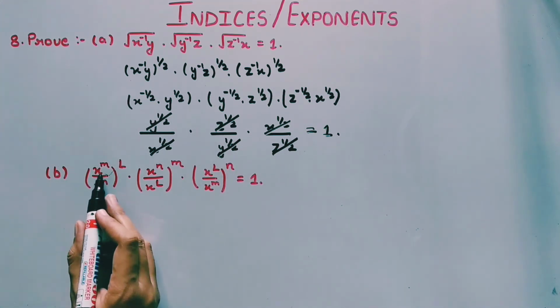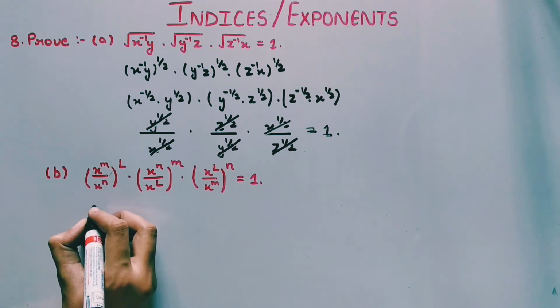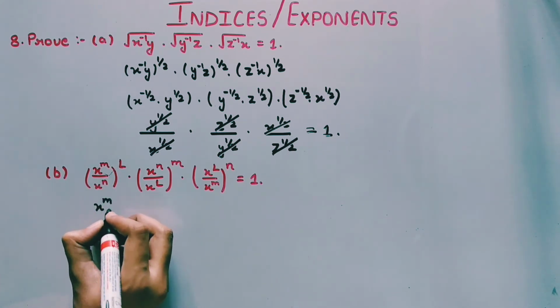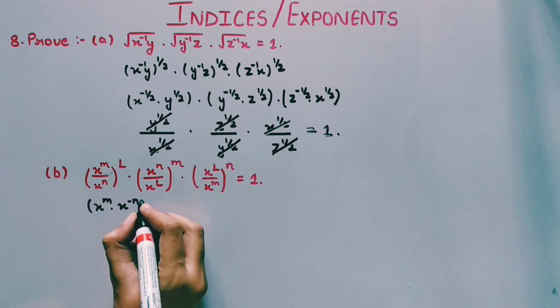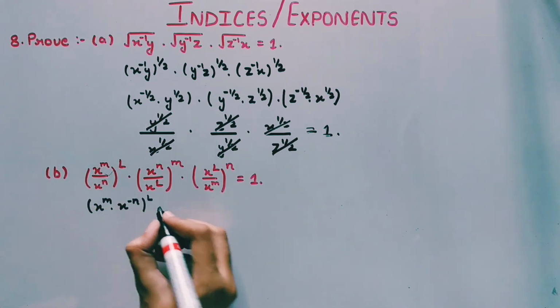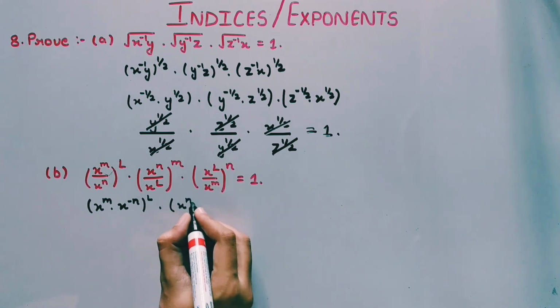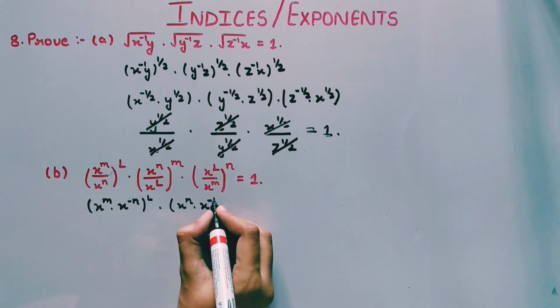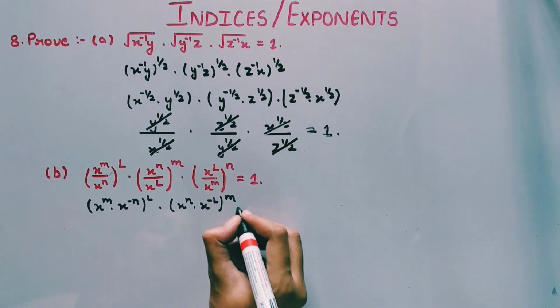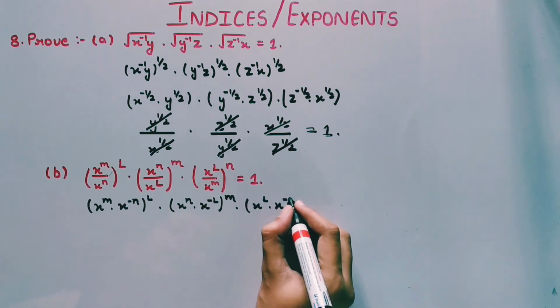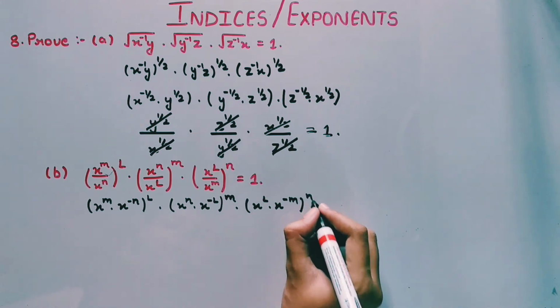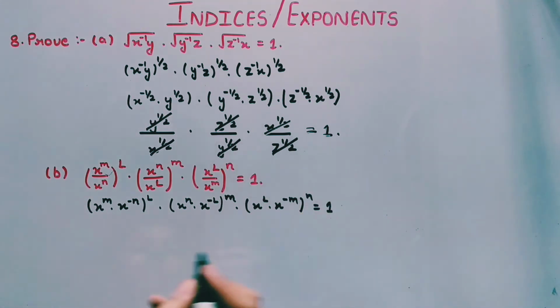First of all, we will write these terms in the multiplication form. x raised to power m into x raised to power minus n, because we are writing this in multiplication. x raised to power n, x raised to power minus l whole power m, x raised to power l, x raised to power minus m whole power n is equal to 1.